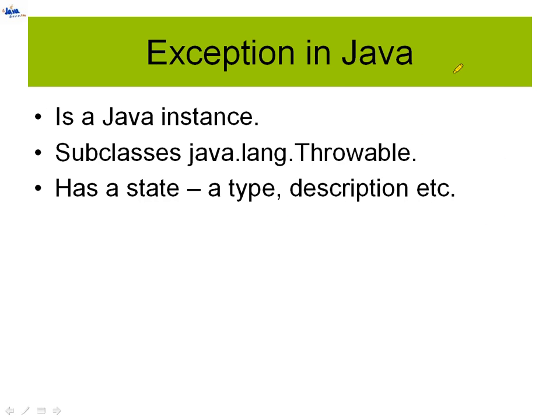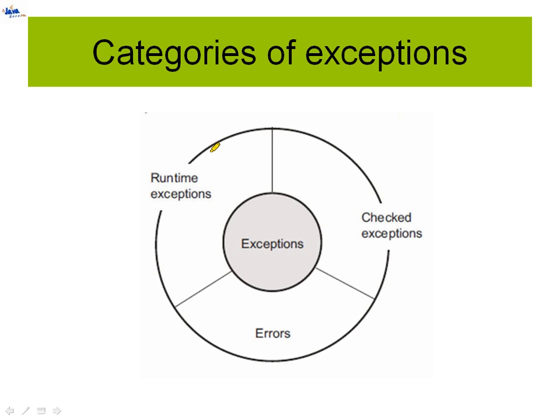So we come to exceptions in Java. An exception, because it's an instance of a class, it's a Java instance. It has a state, a type, and a description. Now we have multiple categories of exceptions. We have runtime exceptions, checked exceptions, and the errors.